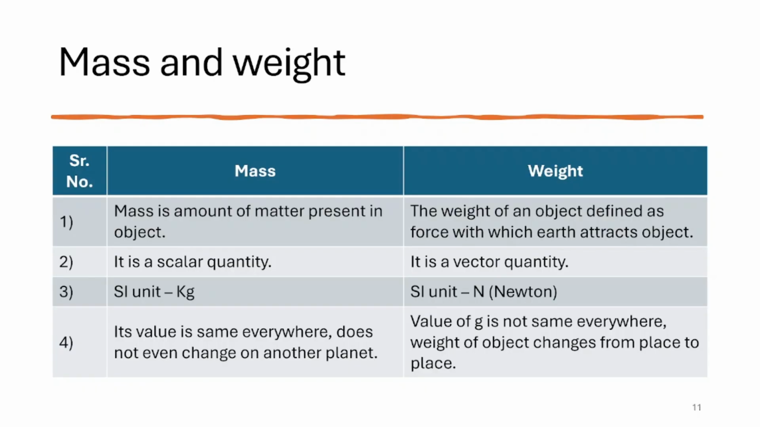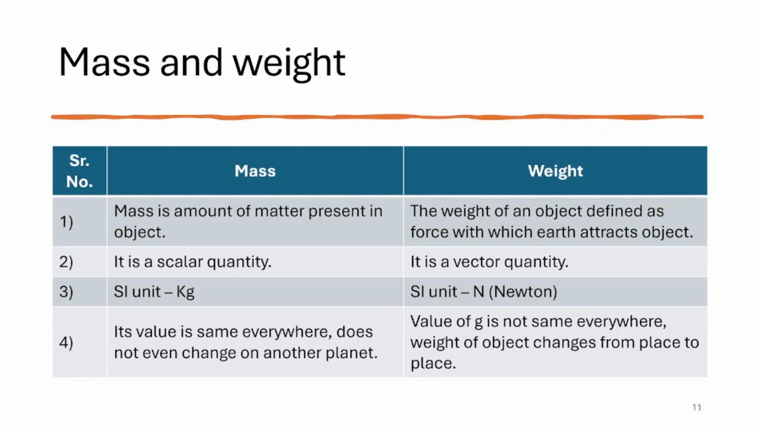Let's clear the concept of mass and weight. One might think that they both are the same, but it's not. Mass is the amount of matter present in an object, but weight is defined as a force by which the Earth will attract that object. Mass is a scalar quantity and weight is a vector quantity. The unit of mass is kg, and weight is Newton. Now mass will remain the same everywhere. On another planet also it will be the same. It won't change.